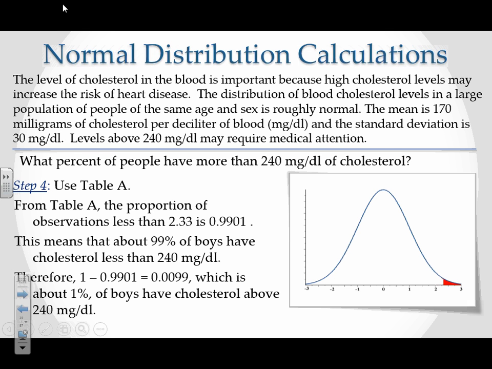We said, though, that we want the percentage greater than. So we're going to take that 0.9901 and subtract from 1. So if I take 1 minus 0.9901, we get 0.0099, which now we have to translate into context. So that 0.0099 means about 1% of boys have a cholesterol above 240 milligrams per deciliter. So about 1% of all boys have a dangerous level of cholesterol.